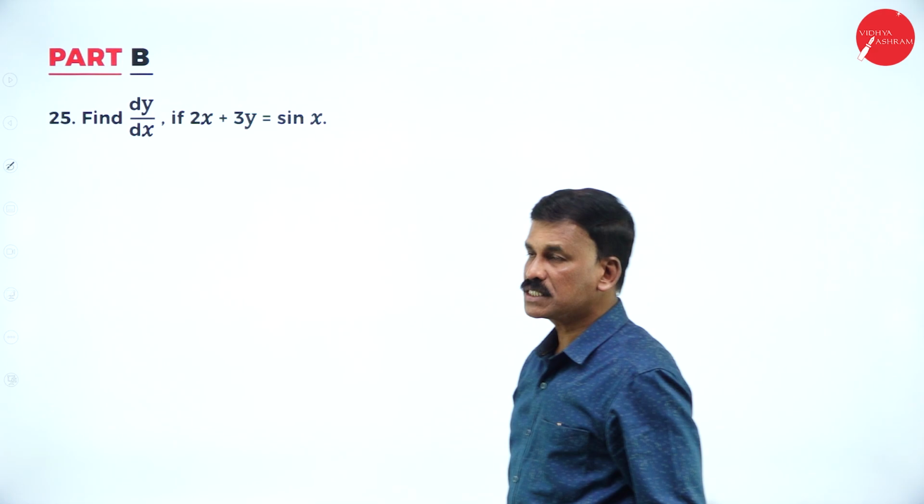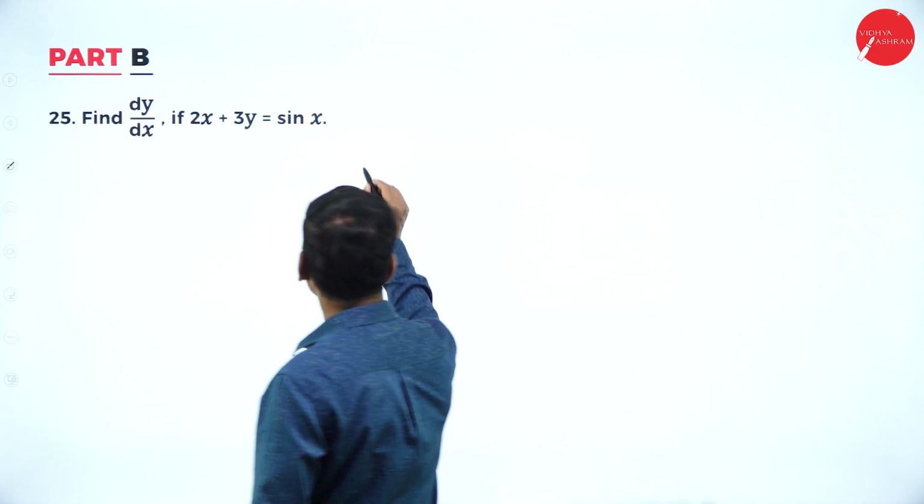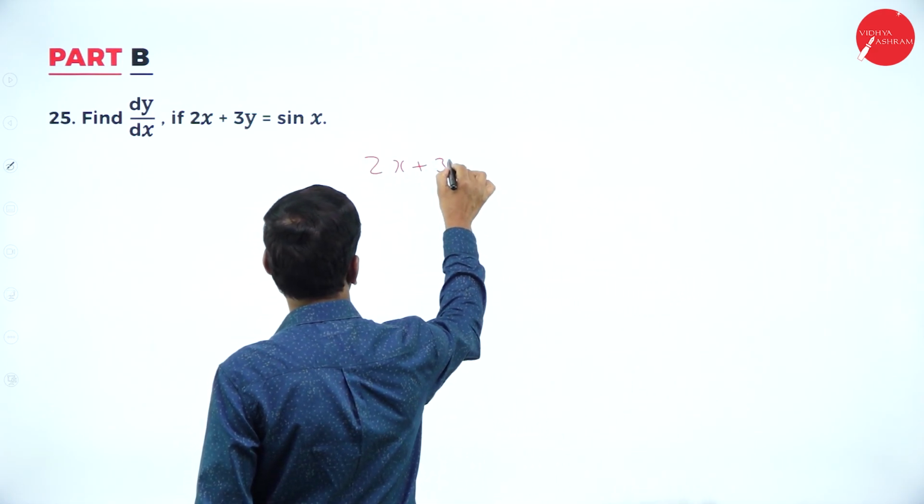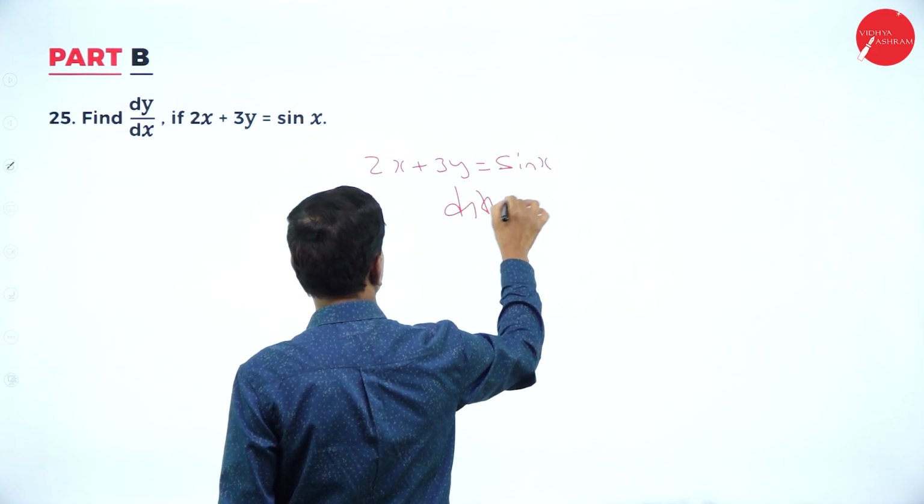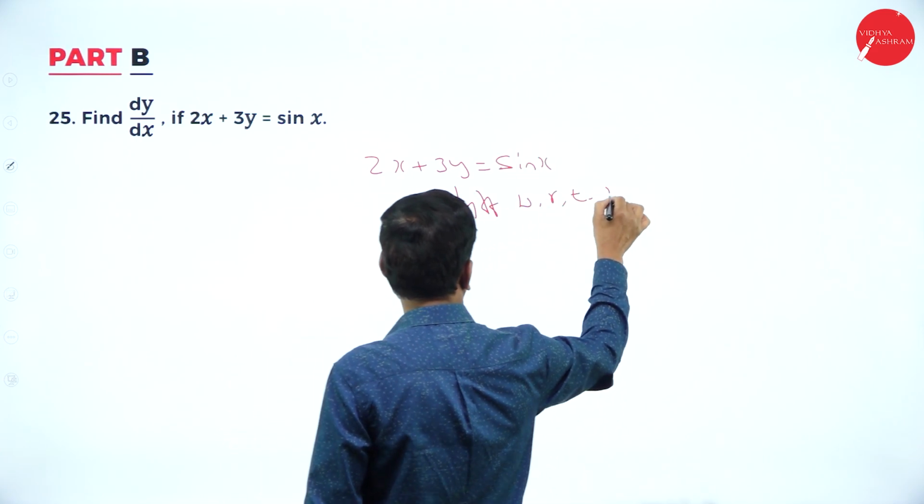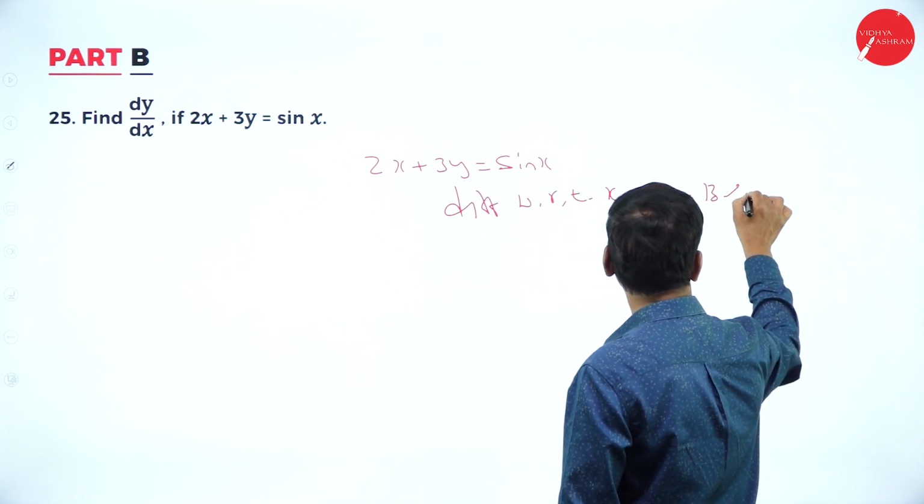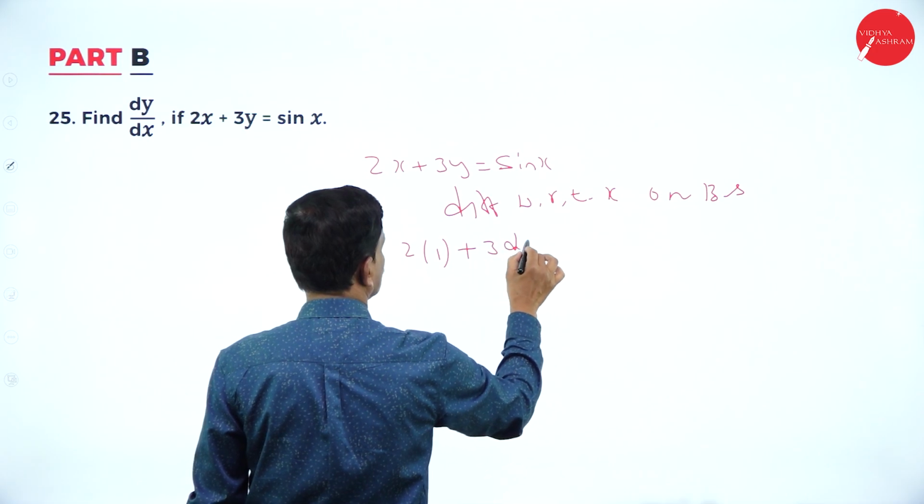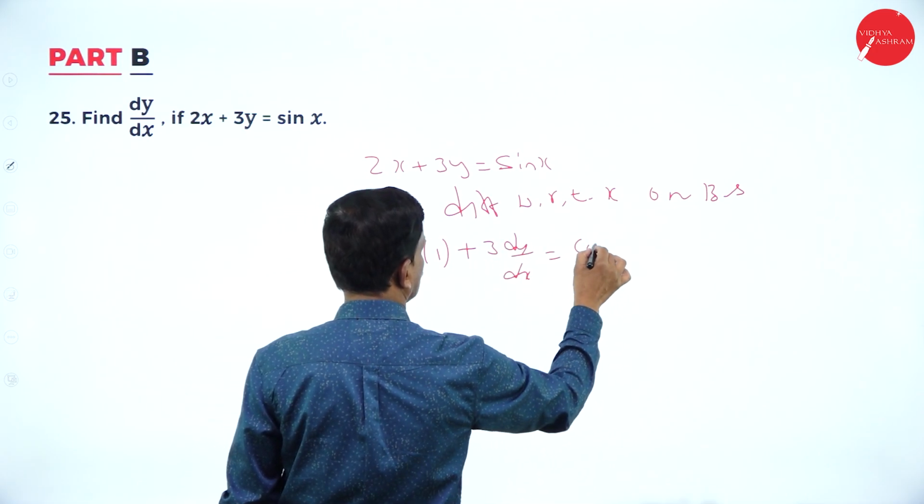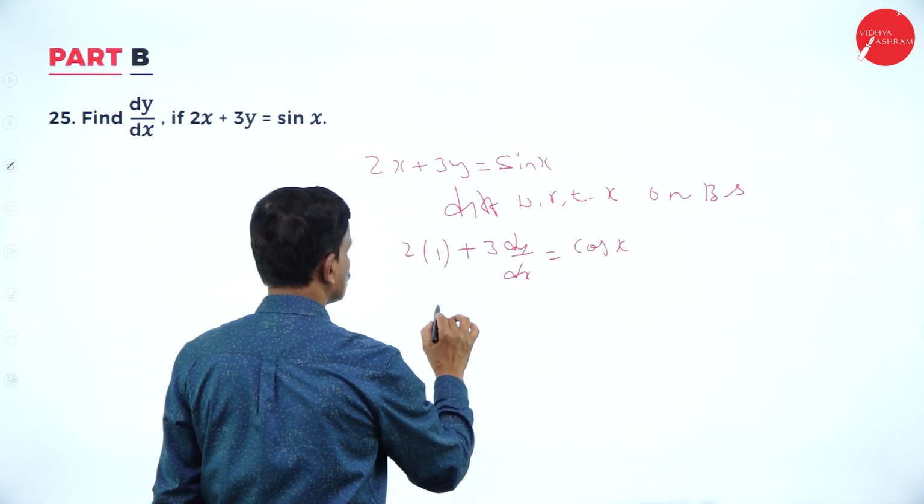Find dy by dx if 2x plus 3y is equal to sin x. What is given? 2x plus 3y is equal to sin x. Differentiating with respect to x on both sides. 2 into differentiation of x is 1. 3 into differentiation of y is dy by dx and derivative of sin x is cos x.